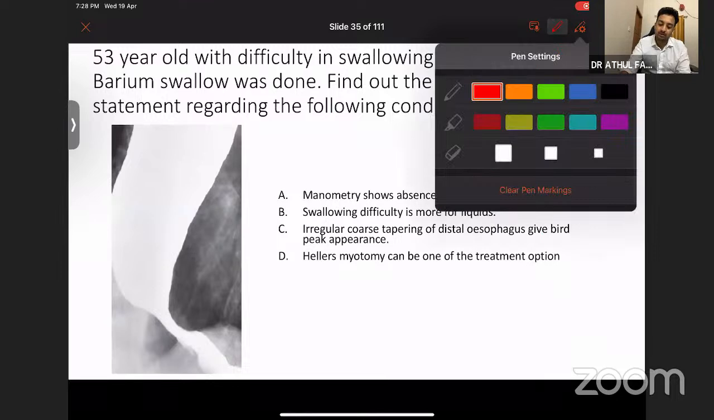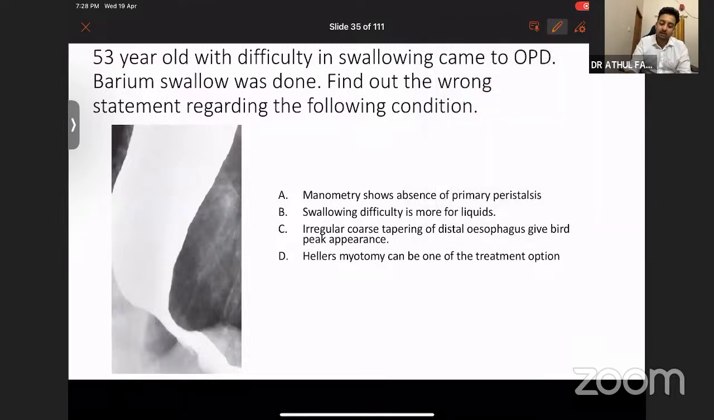This is another very much a repeat question. A patient with difficulty in swallowing came to OPD. You did a barium swallow. So you are getting an image. Find out the wrong statement regarding the following condition. So what is the diagnosis here? Diagnosis is straightforward. It is a case of achalasia cardia. This is a most common spotter, repeatedly asked.